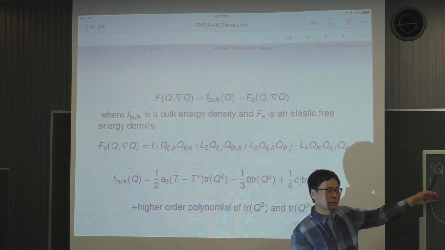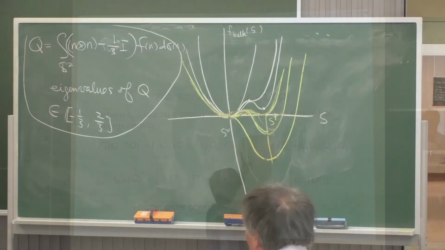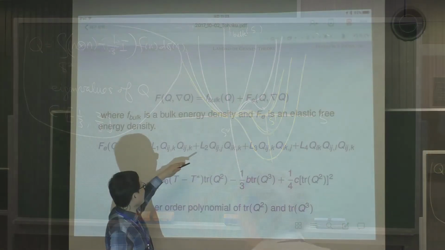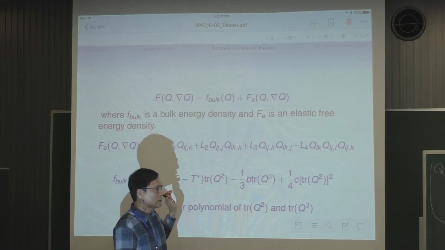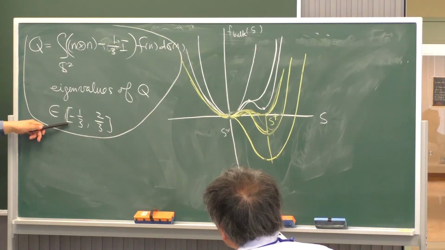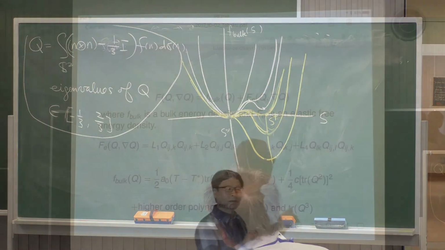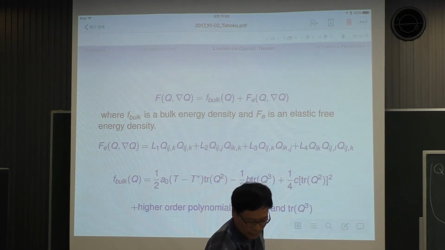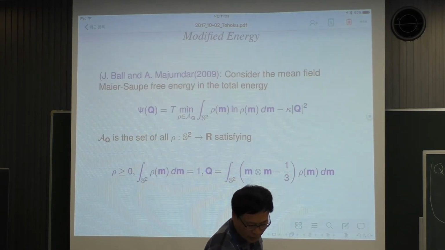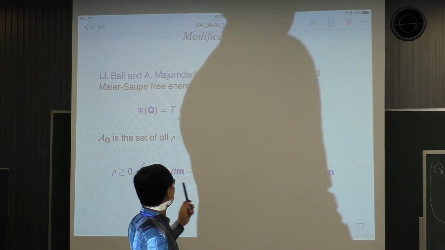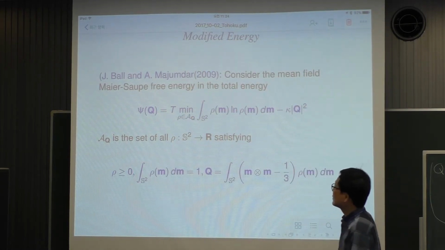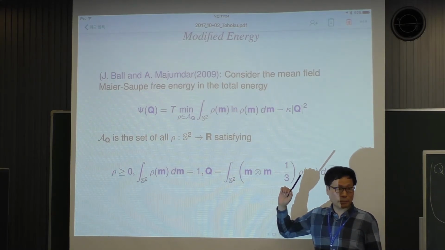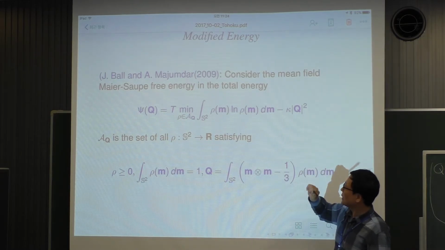This is actually a physical property. So when you minimize this Landau-de Gennes energy, we don't know whether the eigenvalues of the minimizer belong to this range. That's kind of missing. So that's why we need to modify the original energy. That's the work by Majumdar and Zarnescu, also in 2009 and 10.